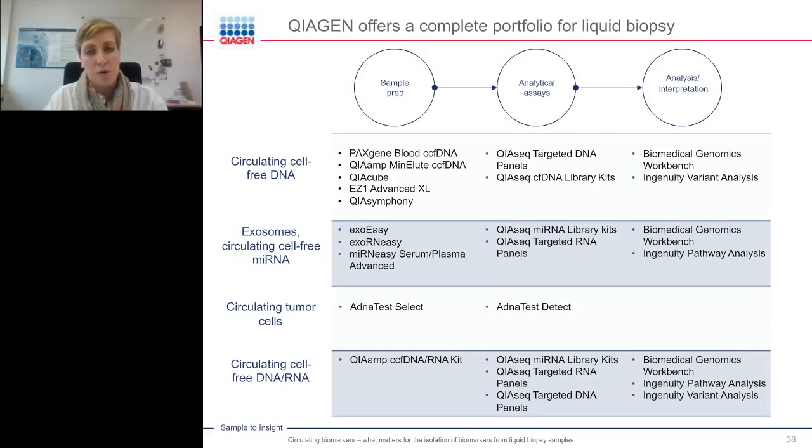As you can see, we have a broad portfolio of NGS solutions for cell-free DNA, exosomal RNA, and cell-free microRNA, and then also a complete portfolio of analysis for circulating tumor cells. And recently we've added a portfolio for circulating cell-free DNA and RNA. So this workflow would allow you to co-isolate DNA and RNA and then go subsequently into next generation sequencing as an assay. We also have a complete suite of analysis and interpretation software tools that are then supporting you in your bioinformatics analysis afterwards.